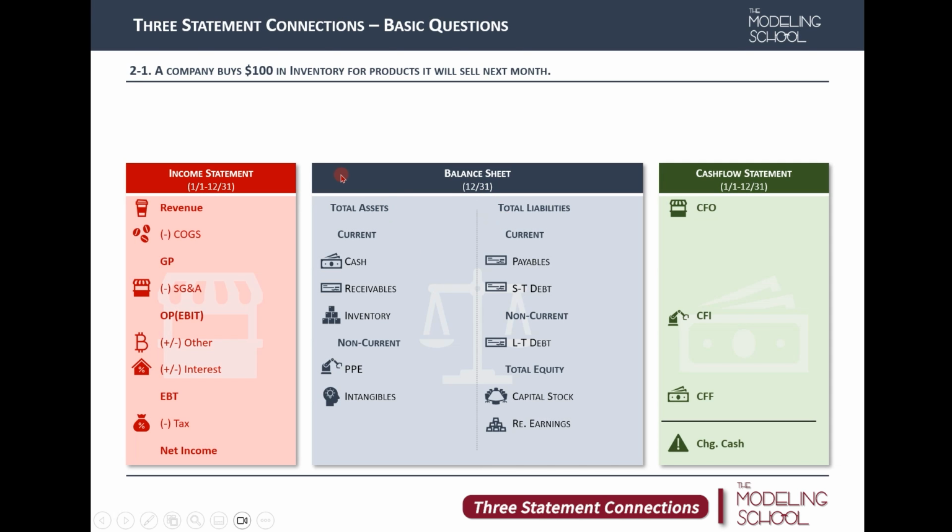It gets a little bit trickier. A company buys $100 worth of inventory for products it will sell next month. So the key here is that it just purchased inventory, and the act of purchasing inventory by itself does not lead to actual expenses. Rather, these purchases are going to be recognized as expense when these inventories are sold at some point of time, and that is called the matching principle.